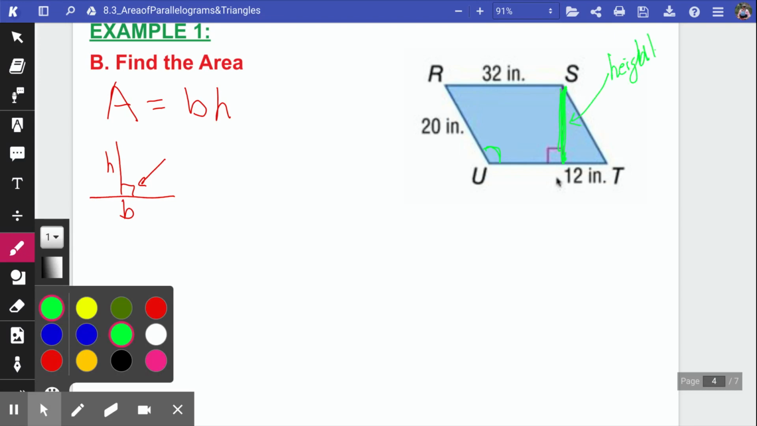So it looks like we don't have it, but we can find it. We know that RU is 20. So what's the length of ST? Well, we discussed in the last example that it's also 20 inches.